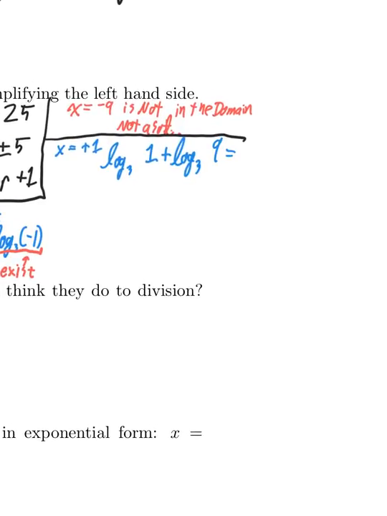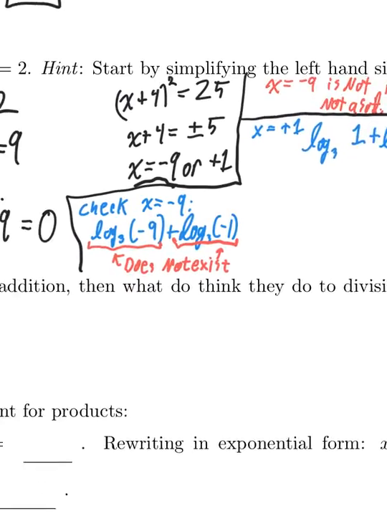So at least I see that there's no issue with things being negative. This number actually exists. Log base 3 of 1 is 0, plus log base 3 of 9. Well, 9 is 3 squared. So what power do I need to raise 3 to in order to get 9? 2. So log base 3 of 9 is 2. Yeah, that's 2. That checks out.